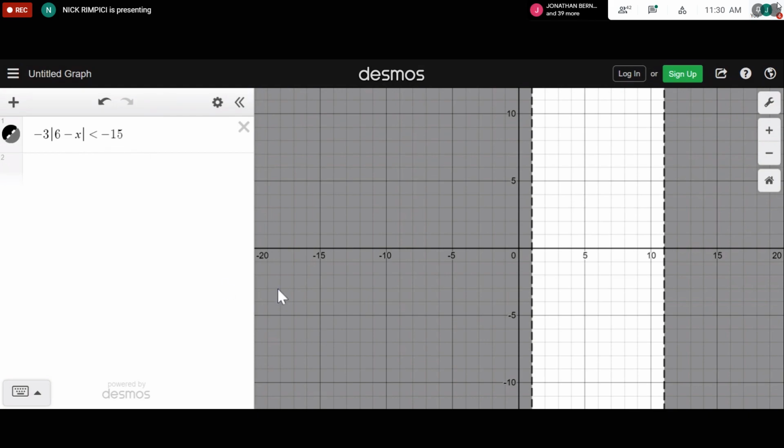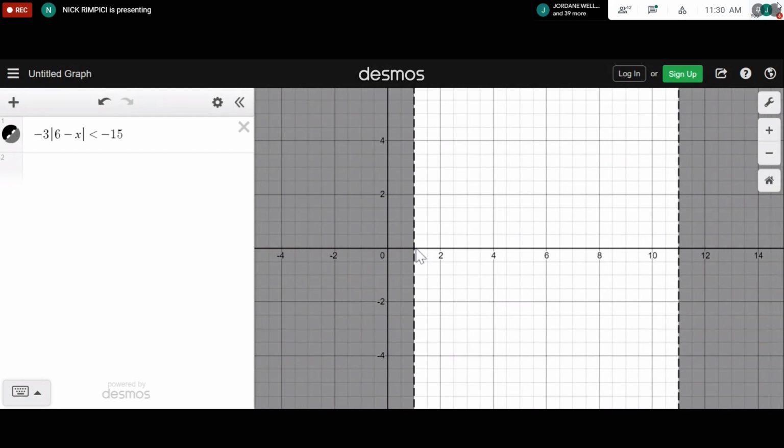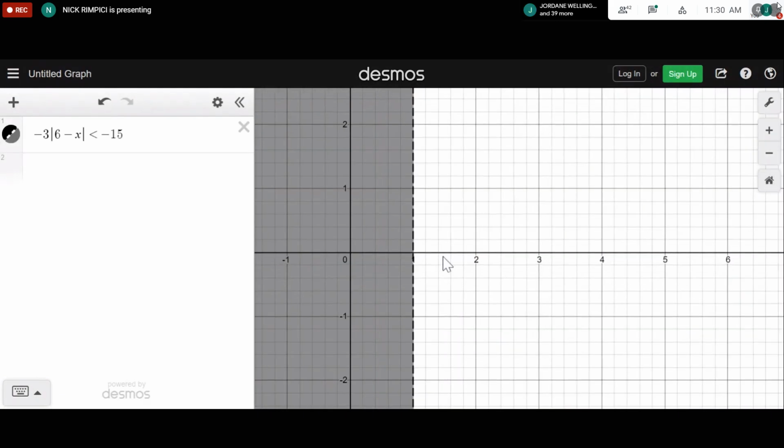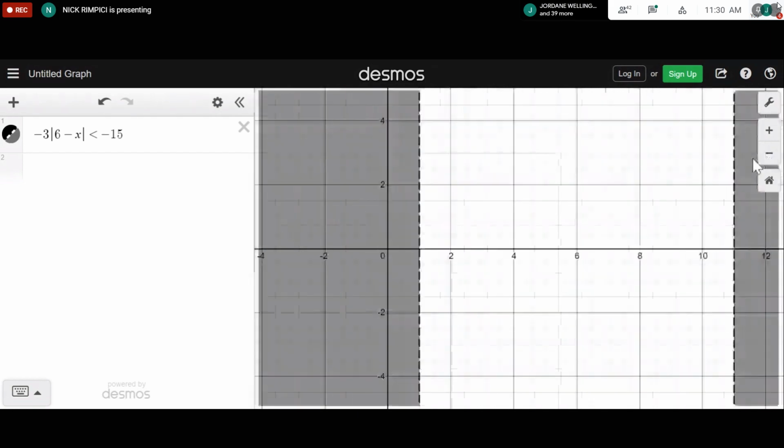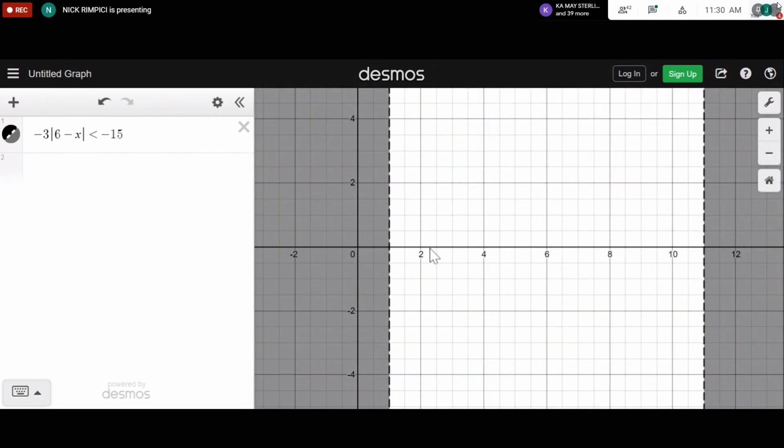Okay, so let's see. The critical points are, let me zoom in a little bit. It looks like 1 and 11. So 1 and 11 are the critical points, and the shading is going away. And the circles at 1 and 11 are open because these are dashed lines. So I have to put circles at 1 and 11 and make the shading run to the outsides.